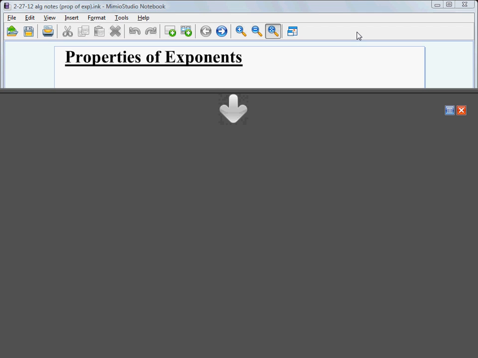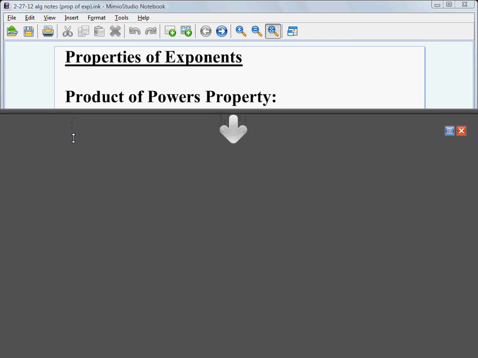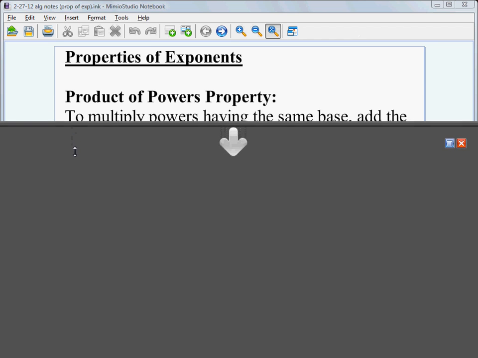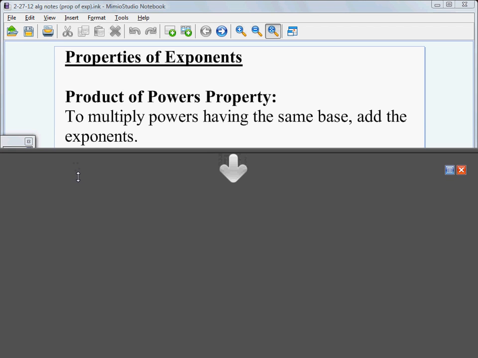Okay, in today's lesson we're going to talk about properties of exponents, and we have three properties we're going to talk about and have a few examples that I'll give to you. The first one's called the product of powers property, and it says to multiply powers having the same base, add the exponents.